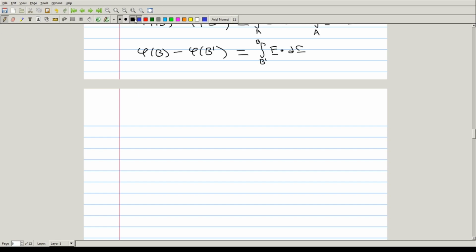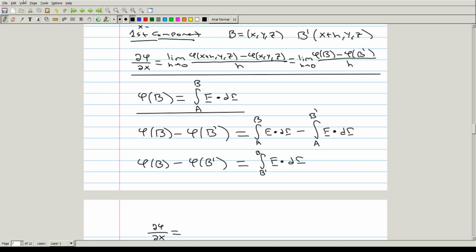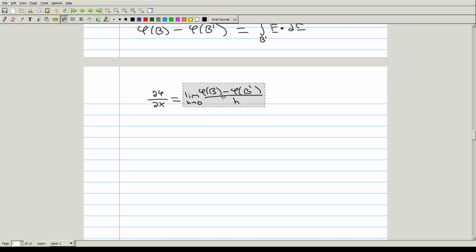We have that, first off, from the partial derivative, the expression for the partial derivative d phi dx is equal to this limit right here, which is the same as the limit as h goes to 0 of the integral from b prime to b of f dot dr, divided by h.